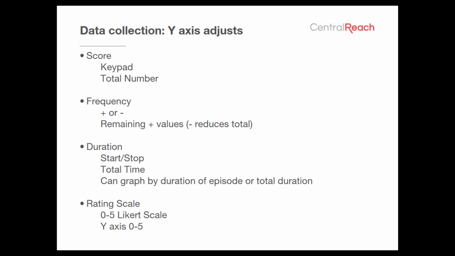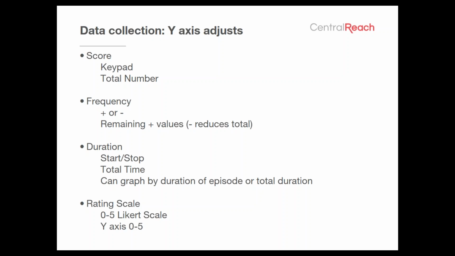The very next one is frequency. So with the frequency, I'm given either a plus or a minus, so there's no time component at all. So with the minus, the only thing the minus really does is reduces the total. So if I'm tracking a behavior, it's plus, plus, plus, plus. I'm like, oh, I made a mistake. And then I hit that minus, because we're just looking at the total number.